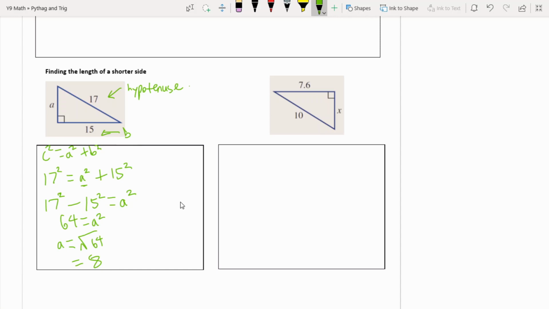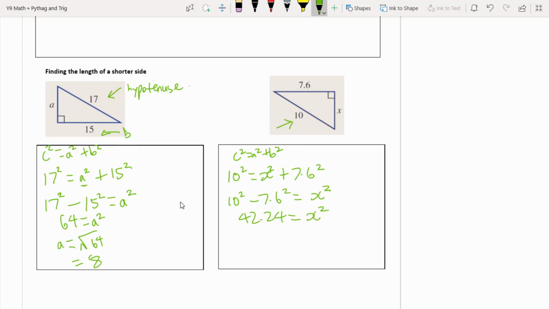Alright, I'll go through the next question. Same deal, same formula. C squared equals a squared plus b squared. So hypotenuse, long side again, we'll call that one c. 10 squared equals, we've got x this time, doesn't matter too much what the letter is, x squared plus 7.6 squared. Let's move those over, so we have x by itself, which equals x squared. Put that into a calculator. 10 squared minus 7.6 squared, that gives us 42.24.